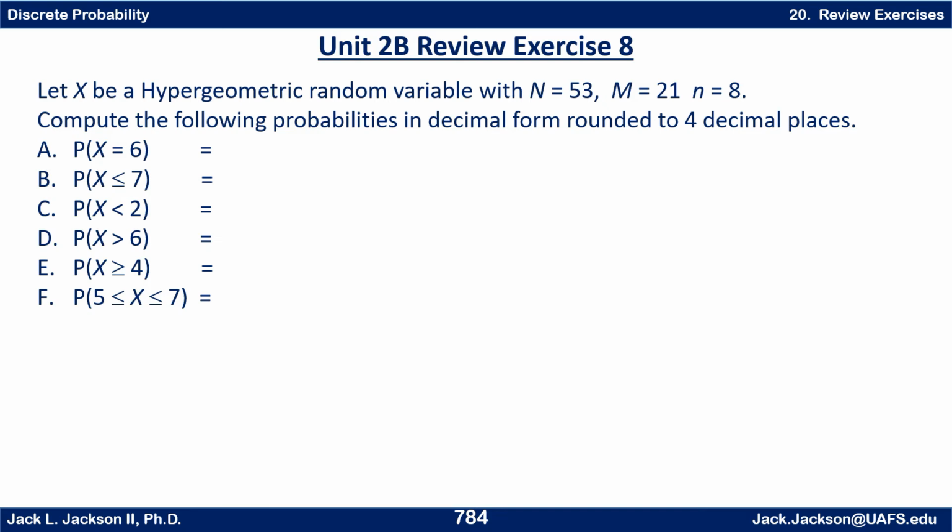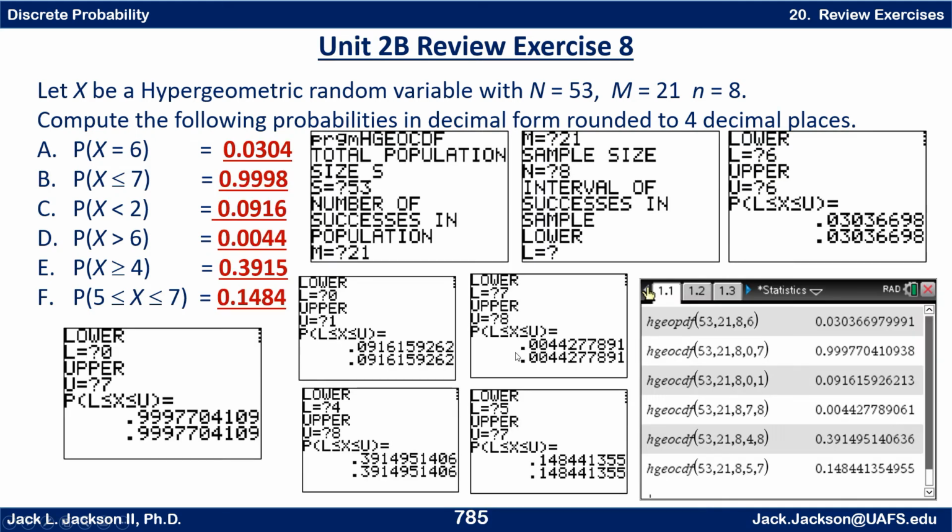Well, here's the same thing for hypergeometric. Let x be a hypergeometric random variable with capital N equal to 53, capital M equal to 21, little n equal to 8. Compute the following probabilities. Again, give them in decimal form rounded to 4 decimal places. Hopefully you can see those and work them out yourself. Press pause now. Okay, now you're back.